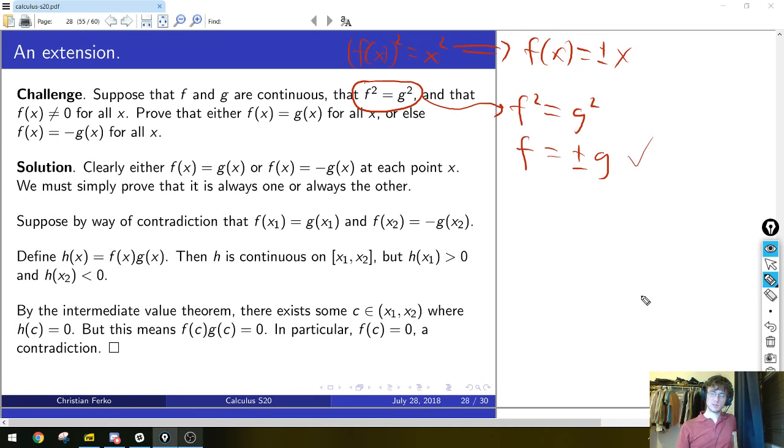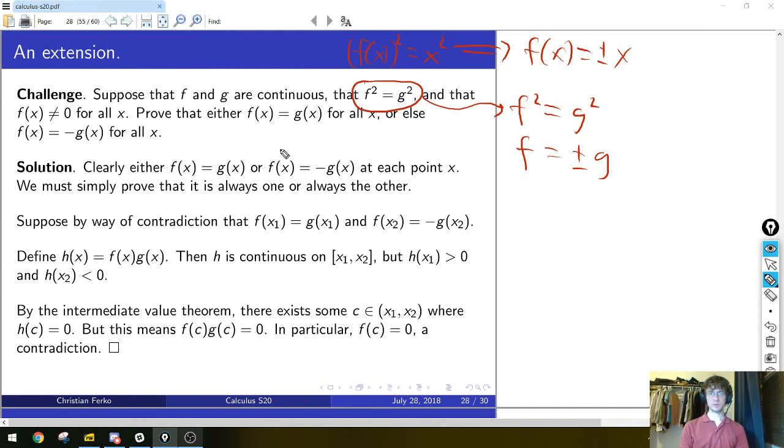So there's still 2 choices at each point, but now it's not necessarily plus or minus x, it's plus or minus g. And the thing we're trying to prove is that if f is never 0, f of x is never 0, which means g of x is never 0 by this equation, then either f of x equals g of x for all x, or else f of x is minus g of x for all x. Makes sense from what we saw before, because you can only stitch together 2 things which are continuous when they cross, which here they cross at 0.